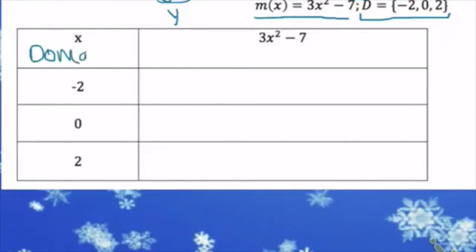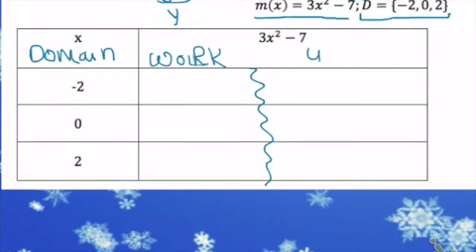X is your domain. We have our domain possibilities listed for you. Then we plug in the domains to the function m of x to find our range possibilities. So I'm going to give myself a little spot for work and a spot to list the y values, or the range.